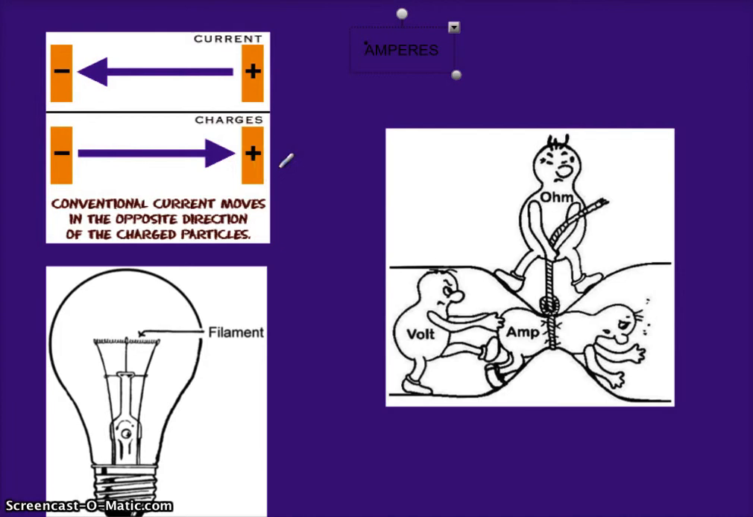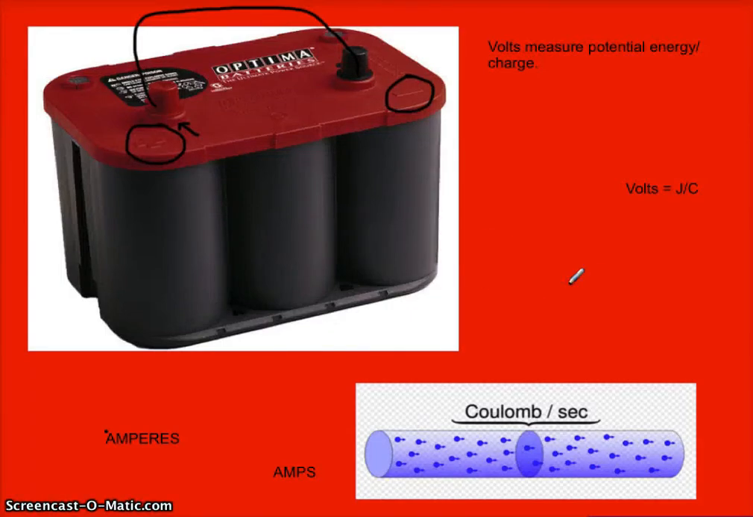flying through there. But anyway, most electrical appliances you plug in an outlet have the same voltage, which is 120 volts. 120 volts.